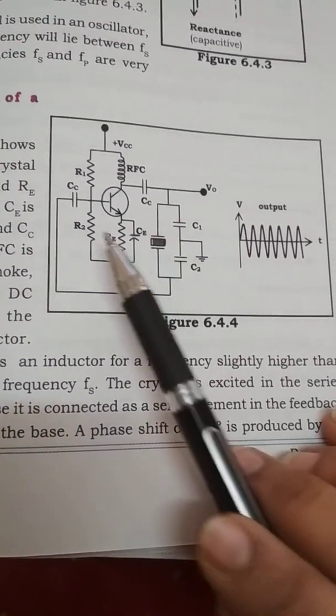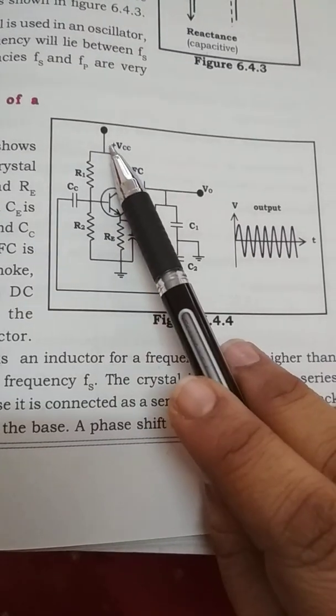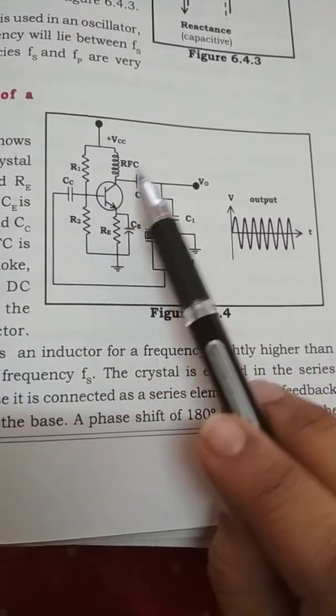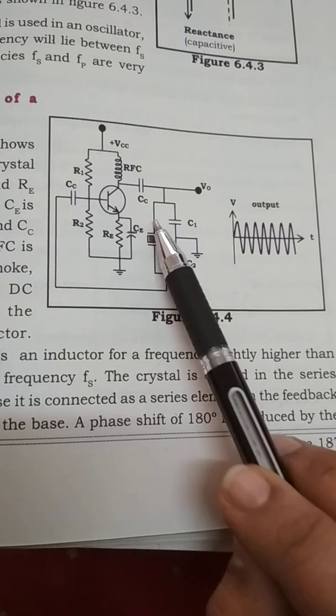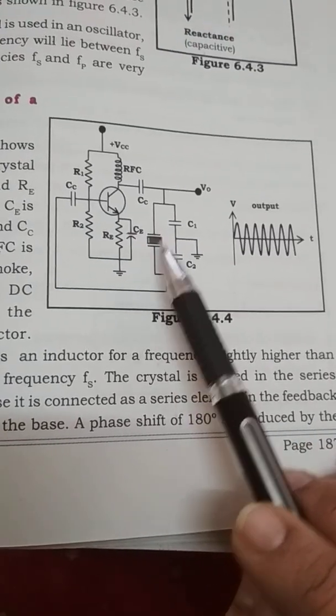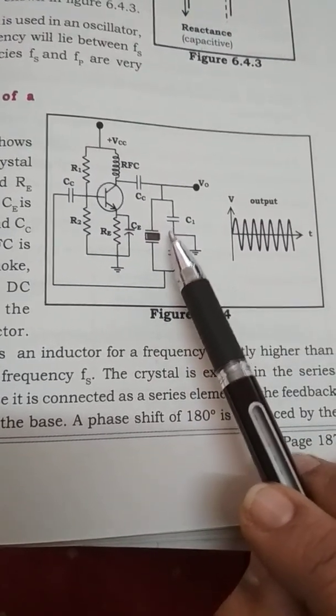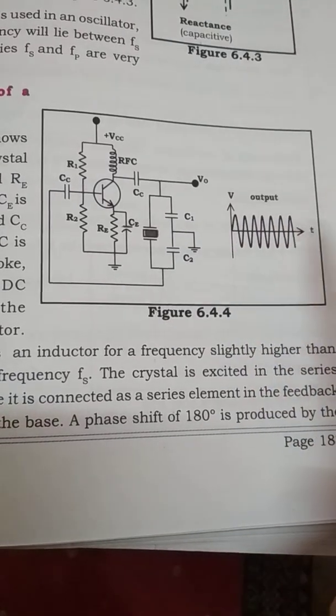So what happens when you apply this plus VCC voltage here, that EMF is applied across the ends of this crystal. Because of the piezoelectric effect, it vibrates and oscillations will be set up.